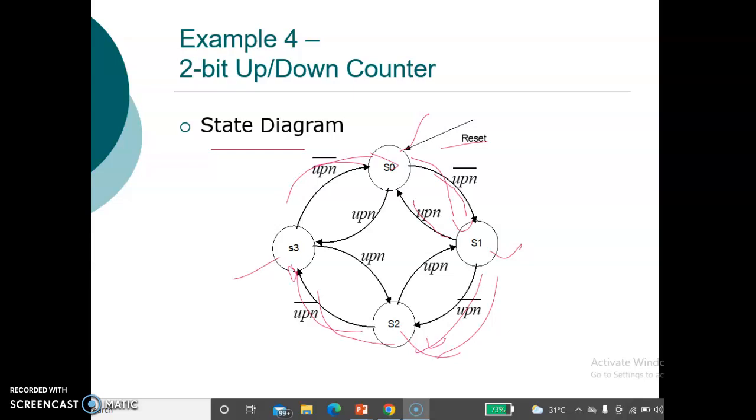Here S0 to S1, S3, UPN. Here also same. S3 to S2, UPN. S2 to S1, UPN. S1 to S0, UPN.